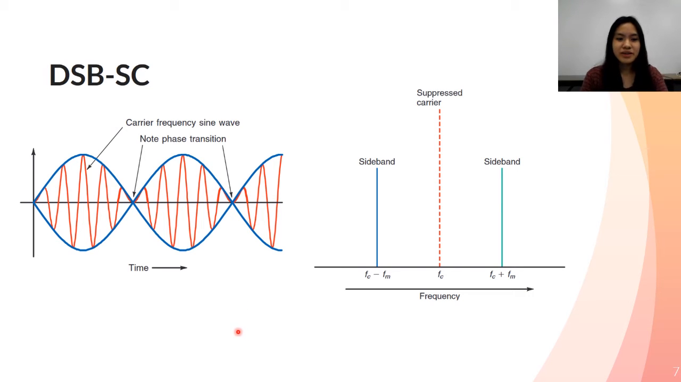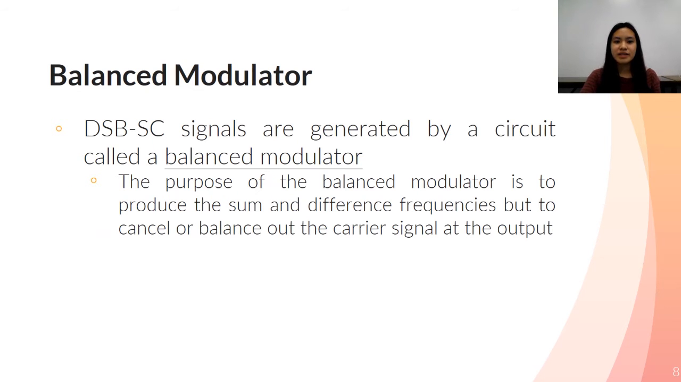A frequency domain display of a DSB signal is given on the right. As shown, the spectrum space occupied by a DSB signal is the same as that for a conventional AM signal. Double sideband suppressed carrier signals are generated by a circuit called a balance modulator. The purpose of the balance modulator is to produce the sum and difference frequencies, but to cancel or balance out the carrier signal at the output.